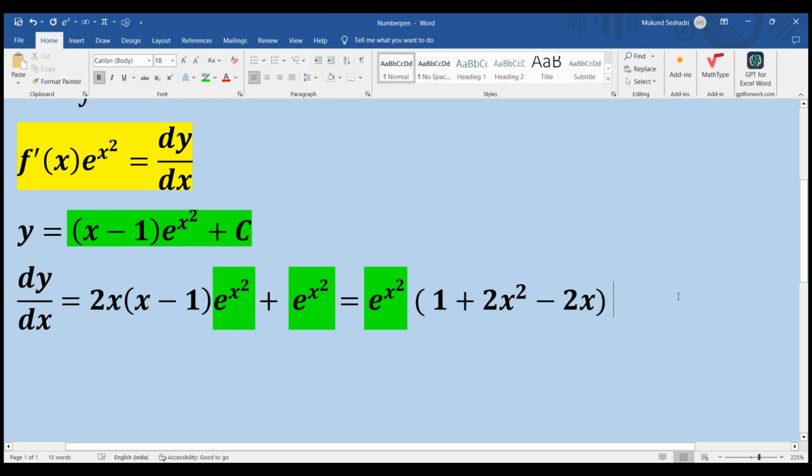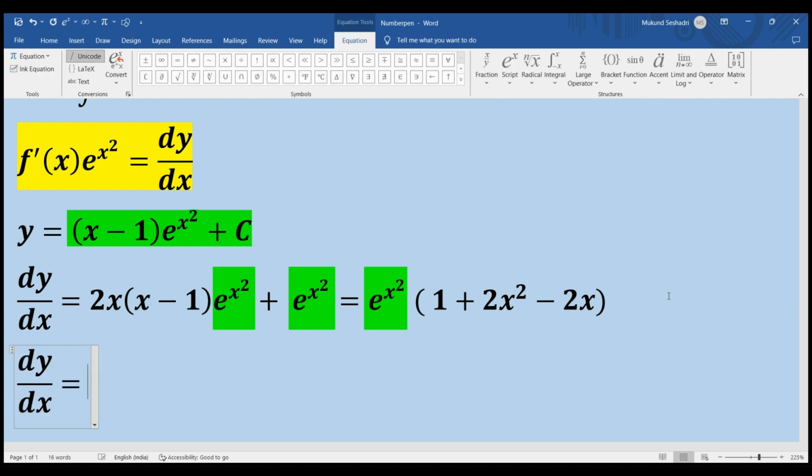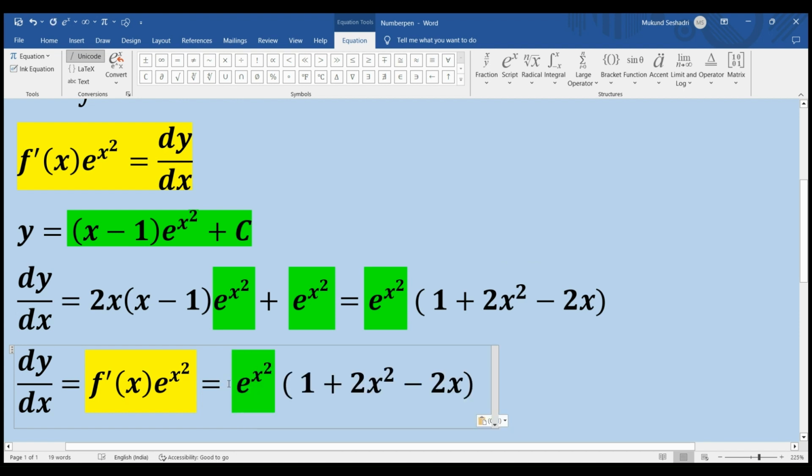And I also know that my dy by dx is equal to, I'm picking out the expression highlighted in yellow. I'll retain the colors so that you're able to track what I'm doing. My dy by dx is nothing but f dash of x into e to the power x square. Now, if I equate it to what I just now worked out, which is also my dy by dx, then what do I get? I get my f dash of x times e to the power x square equals e to the power x square times 1 plus 2x square minus 2x, right?